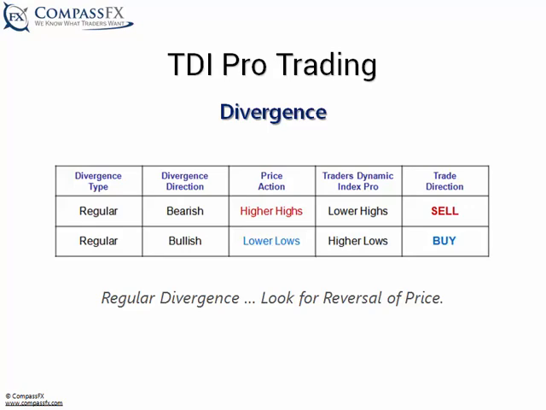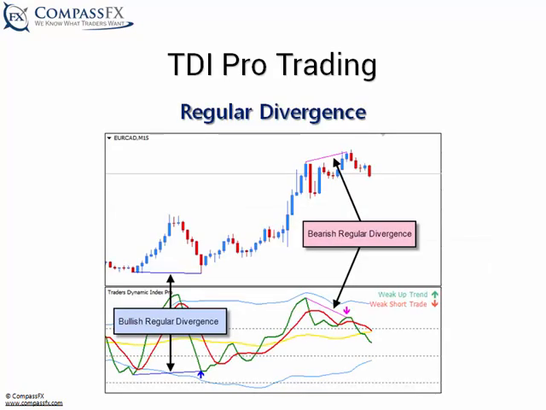Let's take a look at a couple of charts. When you look at this chart, you can see the two types of divergence. On the left, we have bullish divergence. You can see that we have lower lows in price, but we have higher lows in the TDI. In this case, we're looking for the market to reverse and make a move to the upside. We can see that the TDI comes up, crosses over the red line and continues and finally crosses over the yellow line. We see that occurring in price.